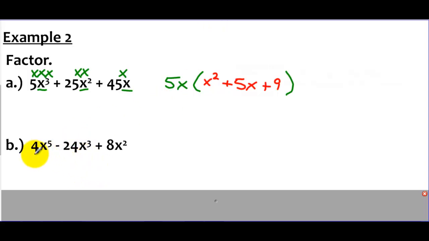Okay. One more example, just to hit this home. Okay. So again, I'm looking at this one. I see 4, negative 24, and 8. They all have a 4 factor in common. This is 4 times 1, 4 times 6, 4 times 2. So I'm going to say they have a 4 in common.